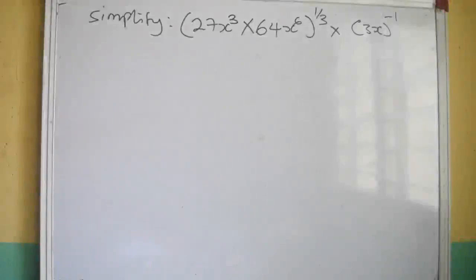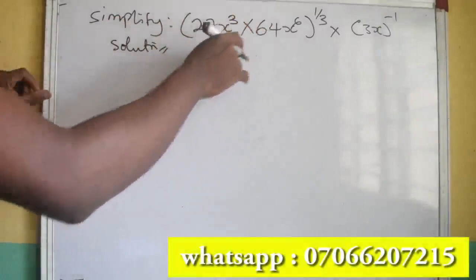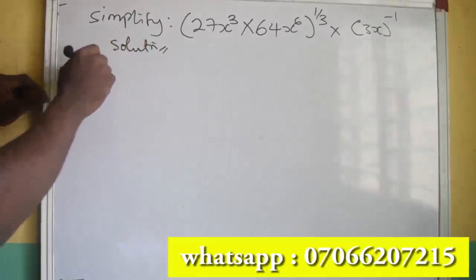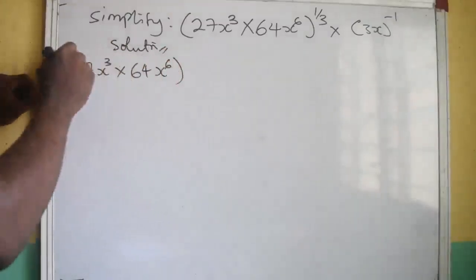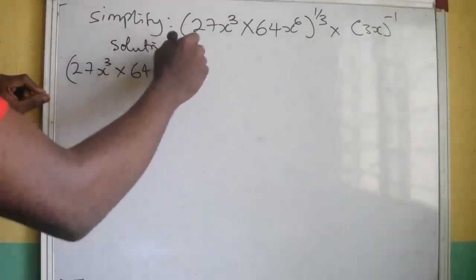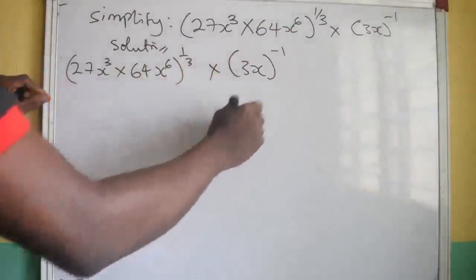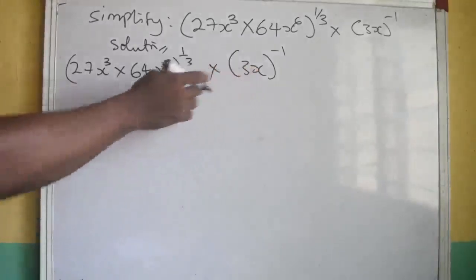Suppose you are given this type of question to handle, how do you go about it? Okay, so you just need to write solution. You bring down the question. The question is 27x raised to the power 3 times 64x raised to the power 6, and all raised to the power 1 over 3, multiplied by a bracket 3x. Okay, so let me treat this first before this.